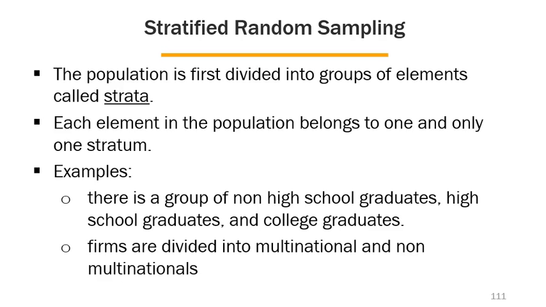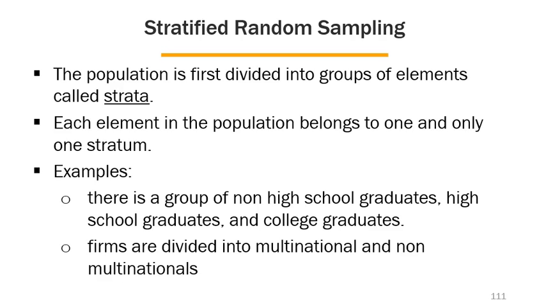A different kind of sampling, though, is stratified random sampling. In this case, the population is first divided into groups of elements, and these are called strata, and each element in the population belongs to one, and only one, stratum. Examples of strata that we might have: a group of non-high school graduates, high school graduates, and college graduates. So each person might be in one of those three groups.